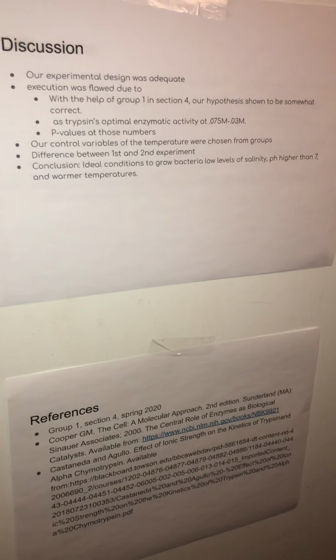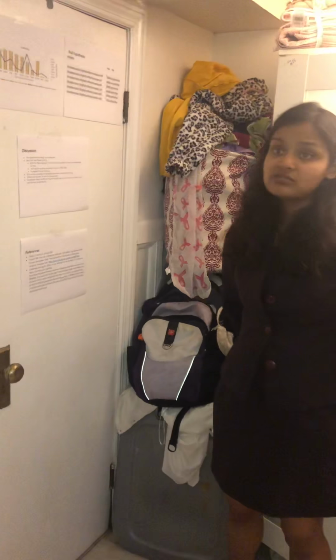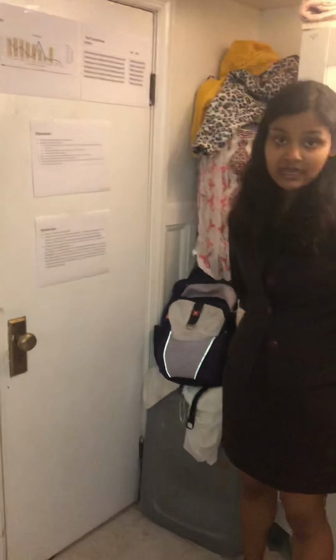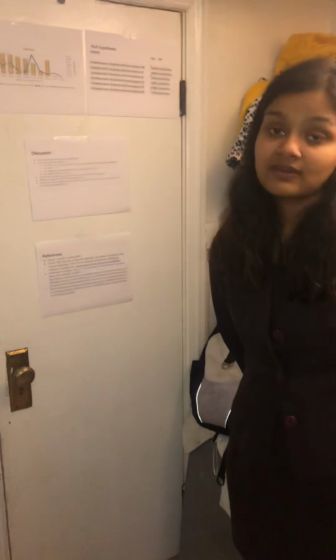Our control variables were the temperature and the pH. The pH was already set in the reaction buffer, and the temperature we came to by seeing that warmer temperature would be better. 40 to 50 degrees seemed the best, as our teacher had pointed out, and our group decided on 45 as that would be the middle.